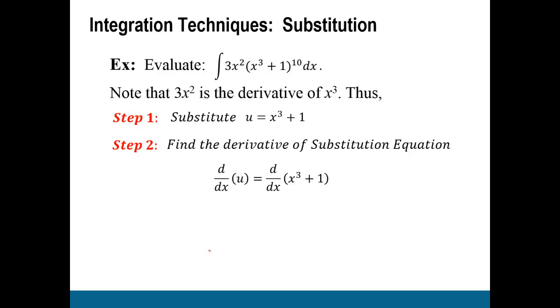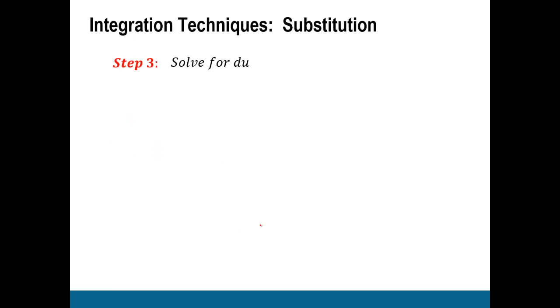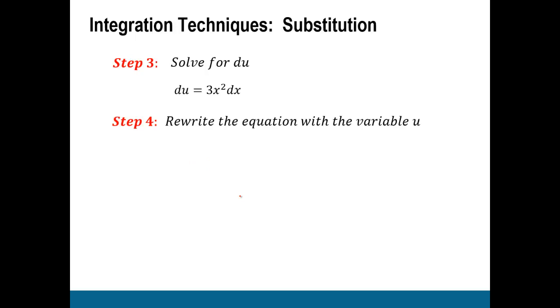When we take the derivative for the left-hand side of the substitution equation, we have du dx. When we take the derivative for the right-hand side of the substitution equation, we have 3x squared. The third step will solve for du. In solving for du, we'll simply multiply both sides of the equation in which we just found the derivative by dx. So we have du is equal to 3x squared dx.